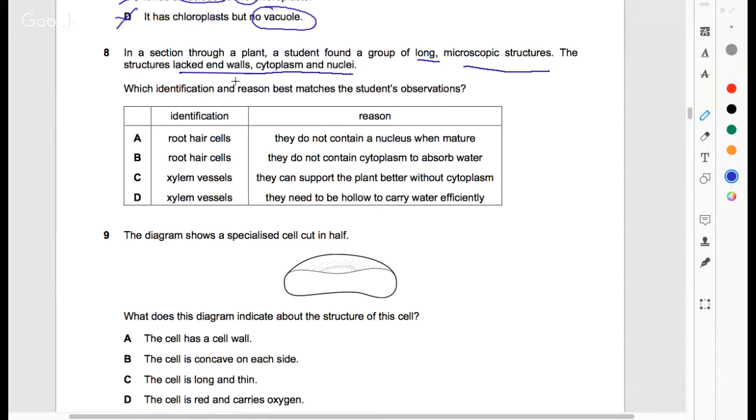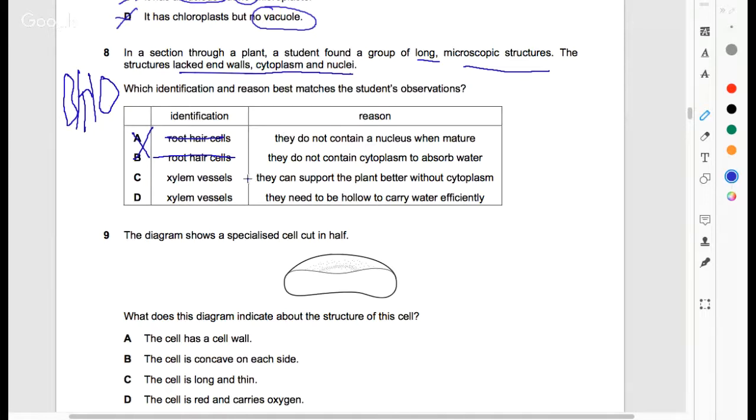So immediately this should be screaming out at you, xylem or phloem vessel. So probably xylem vessel. Because the xylem vessels, remember, are made of lignified dead cells, so the water can pass straight up through them and they have these supporting cells on the side. So it's not going to be root hair cells. So we can rule out A and B already. So xylem vessels.